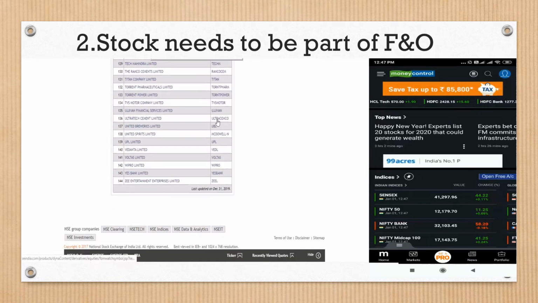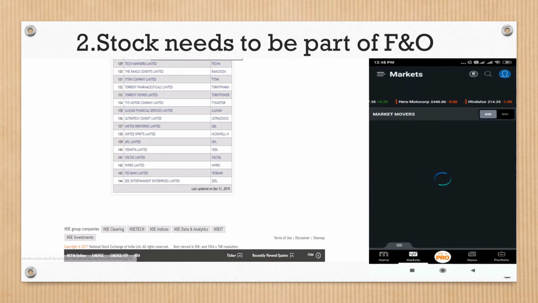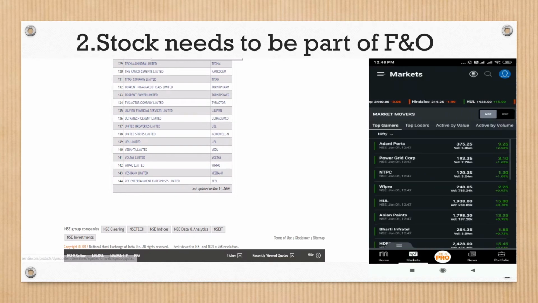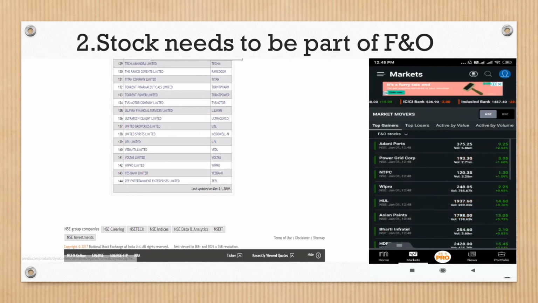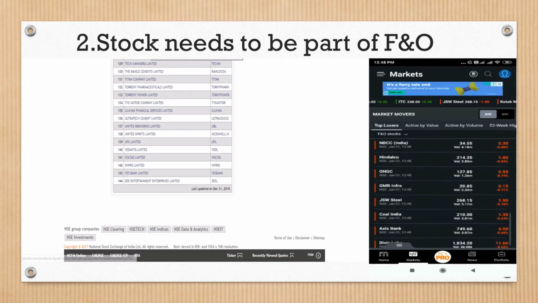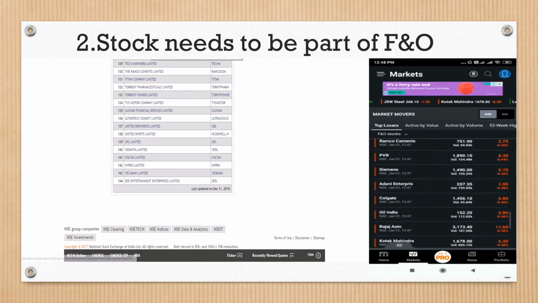Another way you can check is the Money Control mobile app. Click markets and go to market movers, click further filter, select F&O stocks and cross check whether the stock is part of futures and options or not. If it is part of futures and options, place it in your watch list.